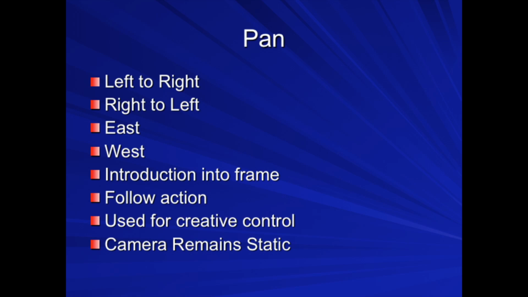So first of all is the pan movement. The panning movement is where the camera remains static, and you can pan the camera from left to right, right to left, east to west, or west to east. And the camera will always stay on a horizontal axis, so it will stay in one subject position and move, as I say, left to right or right to left.